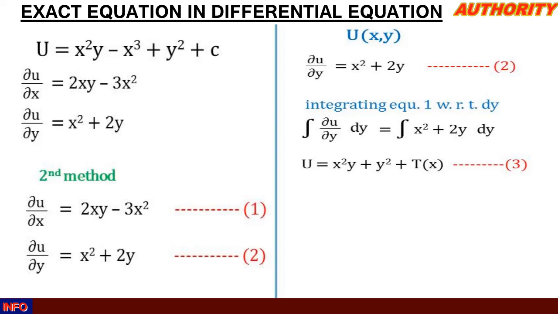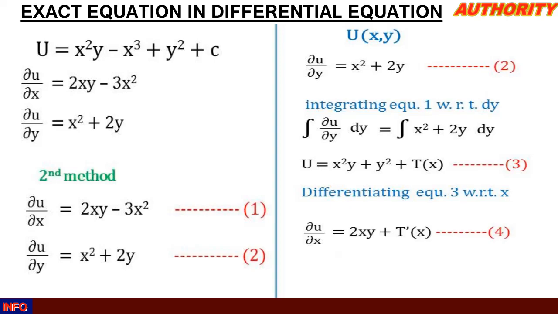Now look at it very well. This is u of x, right? That means we are going to differentiate this u partially with respect to x. You know why? Because we are looking for t of x. That's why we differentiate partially with respect to x. So we're going to have the partial derivative of u with respect to x. When we differentiate x squared y with respect to x, it's going to give us 2xy.